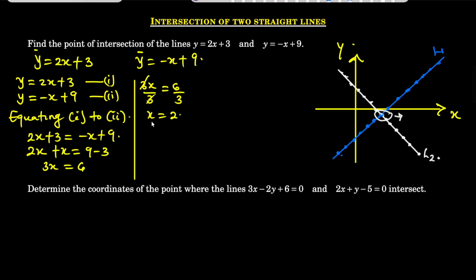Remember that your point of intersection cannot be defined by just x. It has to be a function of x and y. So you have to find the value of y. You can pick any of the two equations that you have, equation 1 or equation 2. So I'm going to use equation 2.